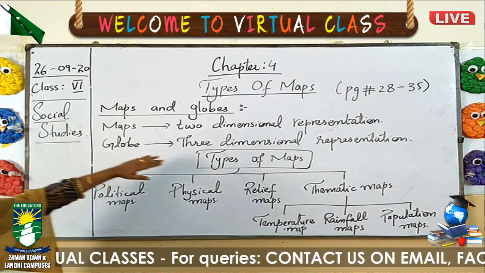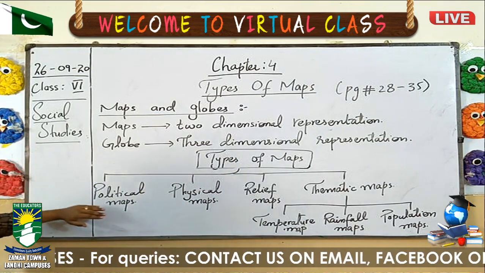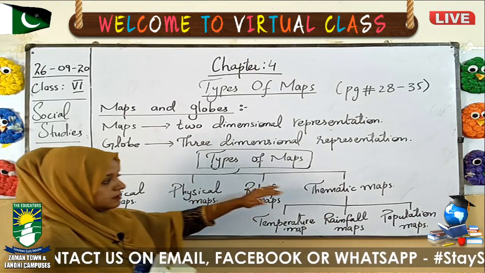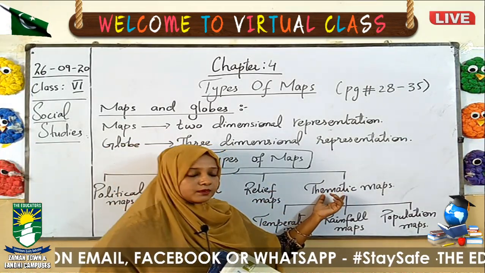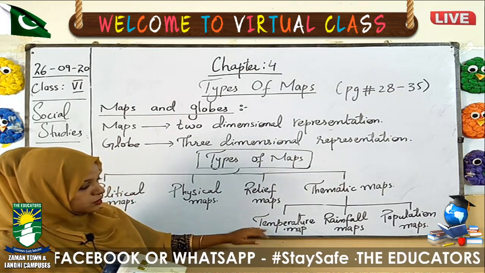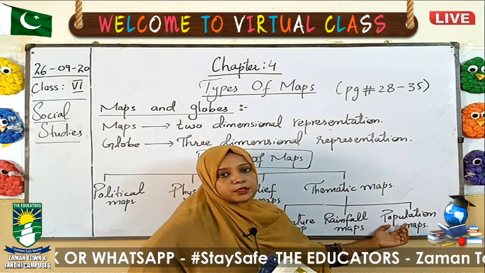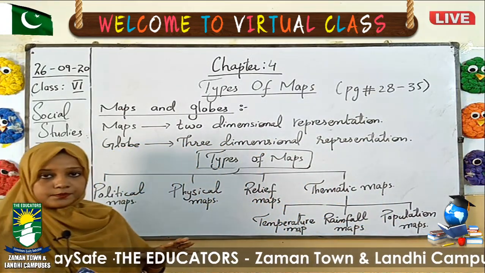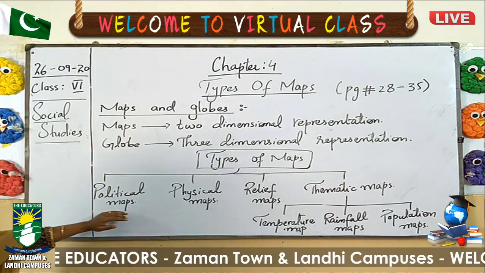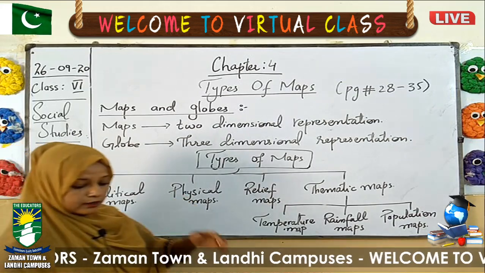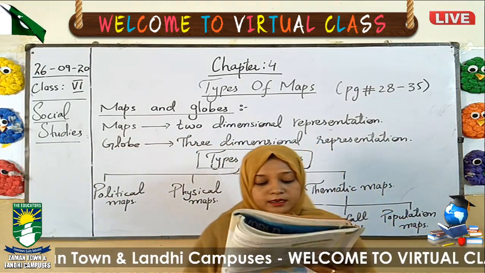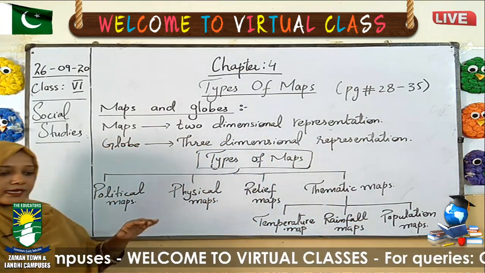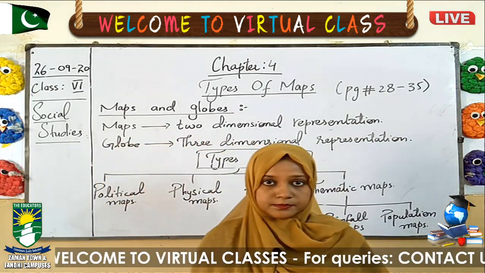We have different types of maps: political maps, physical maps, relief maps, thematic maps. Further, thematic maps have been divided into three parts: temperature maps, rainfall maps, and population maps. All these maps are indicating something different. If I talk about the political maps, they show the different continents and their countries, the boundaries of different continents and the continents having different countries.